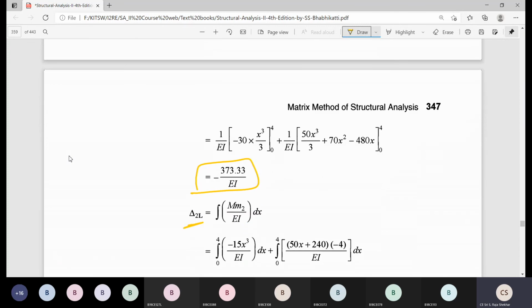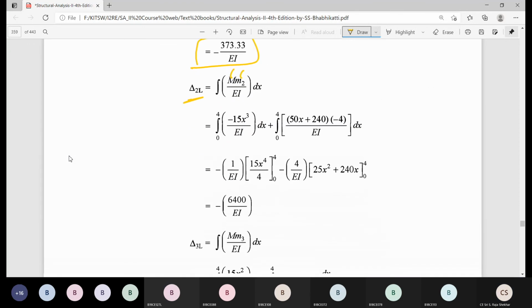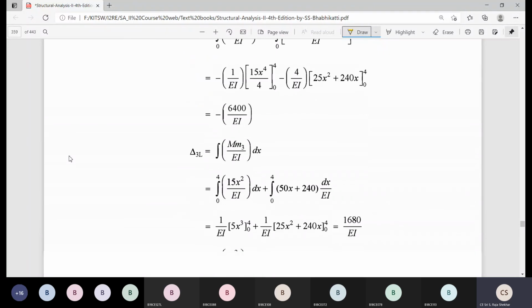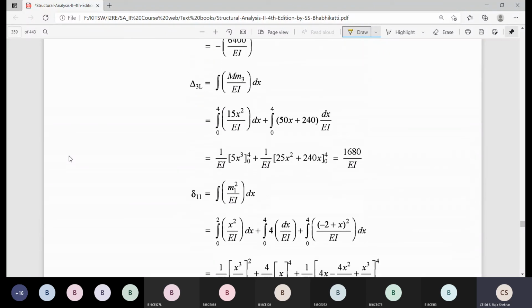For the calculation of delta 2L, you need to multiply capital M into small m2 and integrate it, first from 0 to 4, 0 to 4. After that, we have only 2 degrees of indeterminacy, so there is no need to calculate this term.